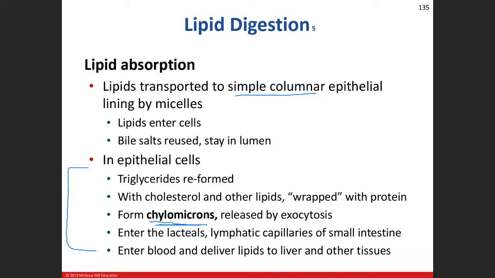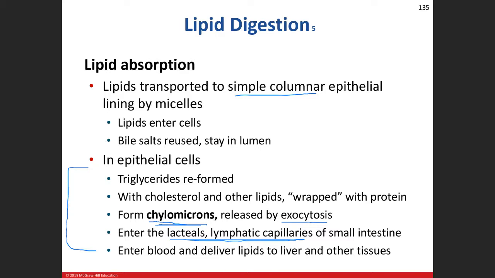So what's going to happen? The cells will then get rid of these chylomicrons through the process of exocytosis, and they'll go into our lacteals, because remember, the lacteals are those small lymphatic vessels that are going to drain the digestive system and then drain into the lymphatic system, and eventually the lymphatic system will dump those fatty droplets, these chylomicrons, into venous circulation.